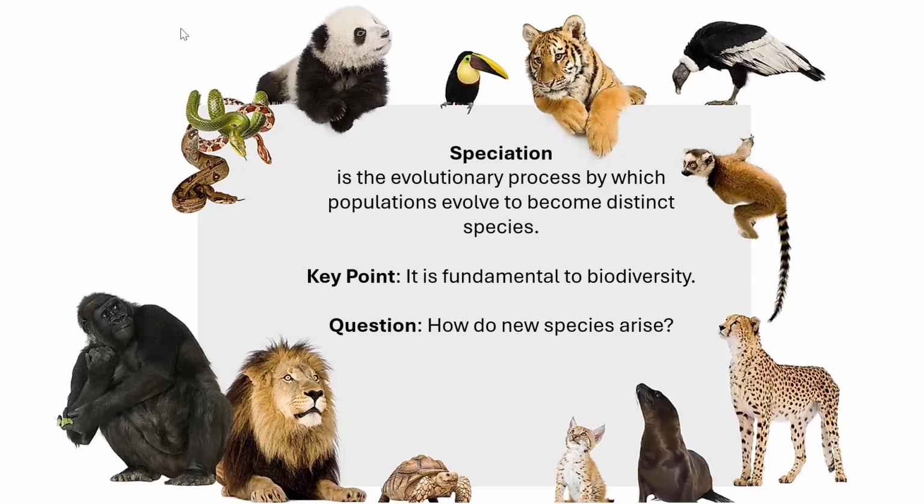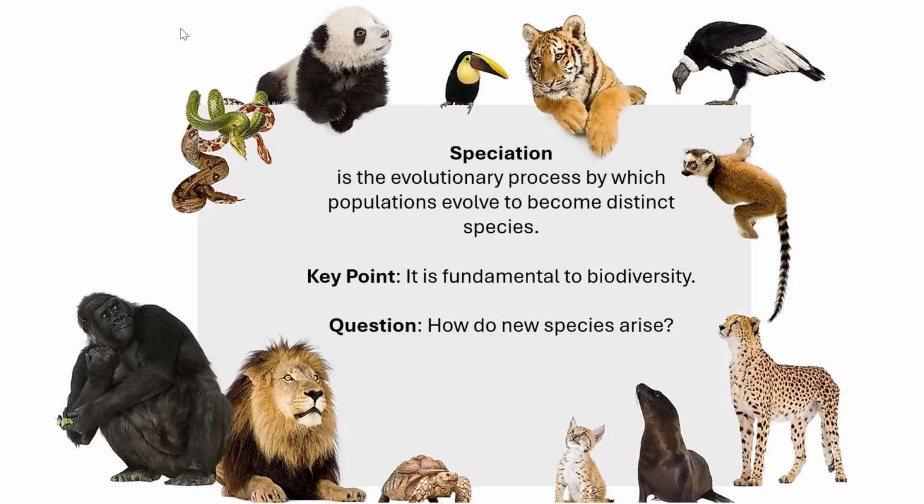Speciation is the evolutionary process by which populations evolve to become distinct species. And the main feature of species is that two different species cannot interbreed with each other. This is the fundamental key for how there is biodiversity. All the organisms are different from each other. They end up forming different species because they cannot co-breed. They cannot breed with each other.